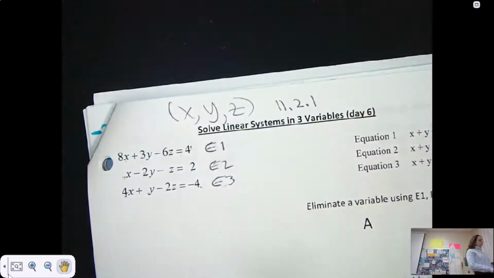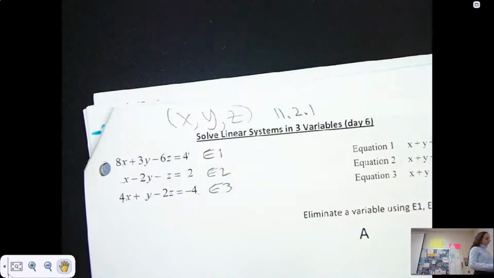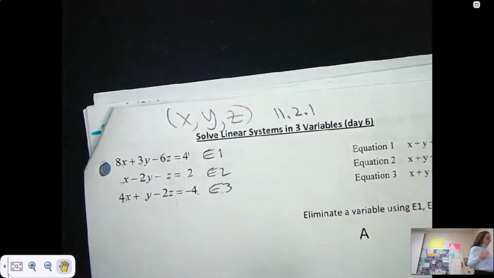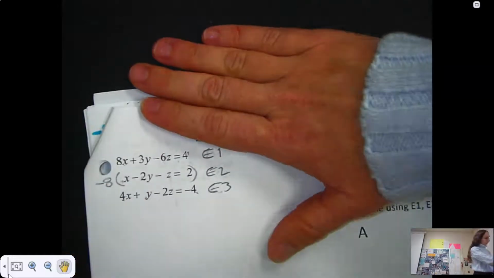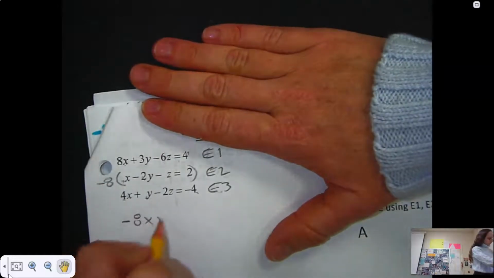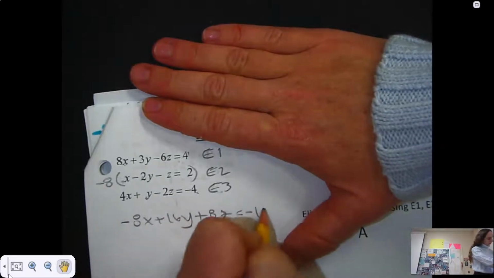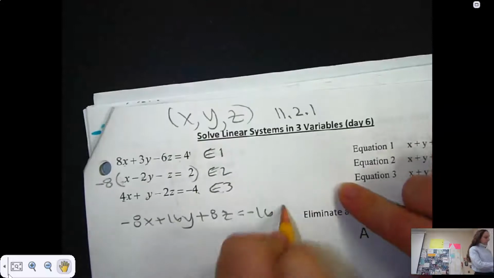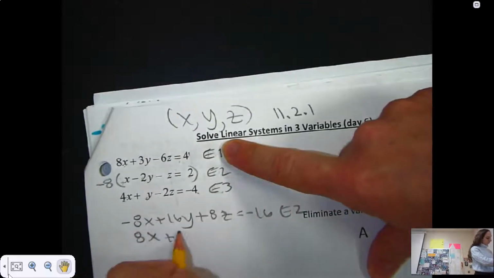I'm going to decide to rewrite E1 and E2. What I'm going to choose to do is eliminate the X. So I'm going to multiply this equation by negative 8. I'm going to get negative 8x plus 16y plus 8z equals negative 16. That's my E2, and I'm going to add it to my E1.